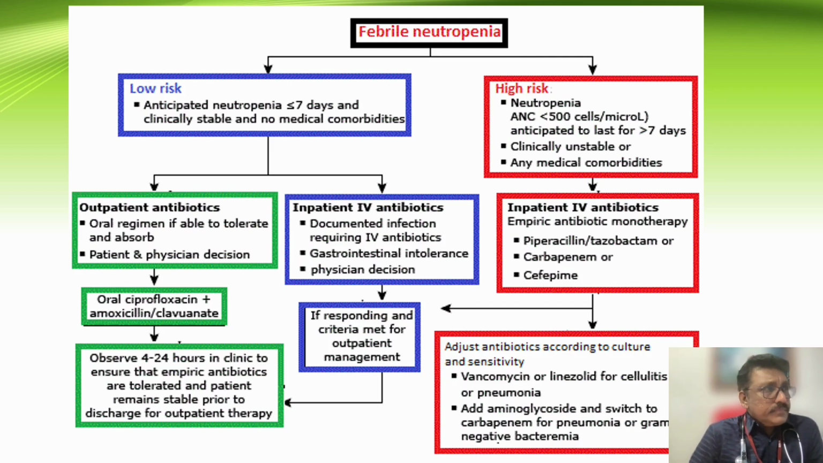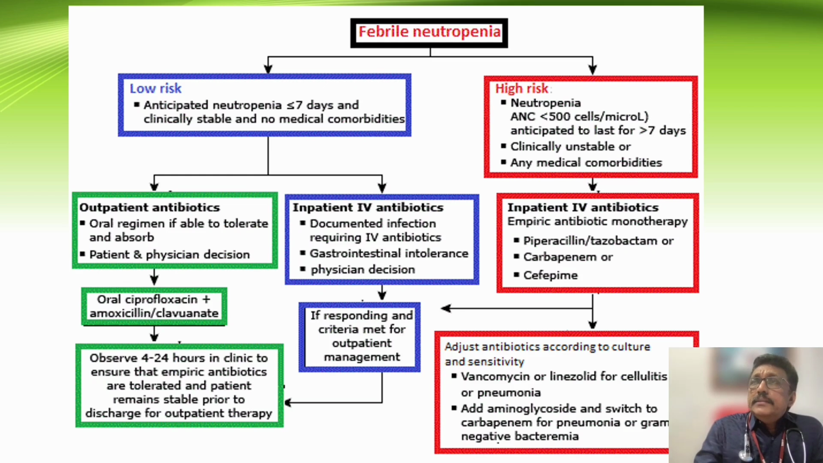Then for PCP pneumonia prevention, we can give Bactrim DS, and antifungal medication also should be given in some patients who are not responding to antibiotics. So these are the basic things we have to give from the emergency room.